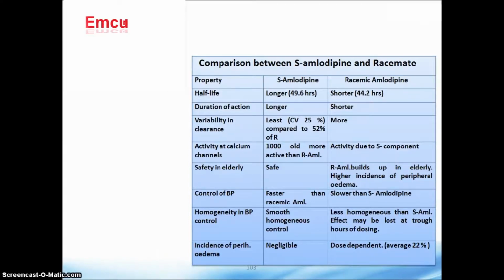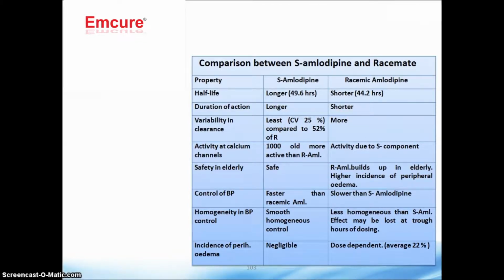Well, we are now going to talk about the differences, or the highlighting points, of S-amlodipine when you compare it with the racemate. Half-life of S-amlodipine is 49.6 hours as compared to 44.2 hours for the racemate. Duration of action definitely is longer for S-amlodipine, and for the racemate is shorter. Then variability in clearance is more in the racemic form, whereas it is least in S-amlodipine.